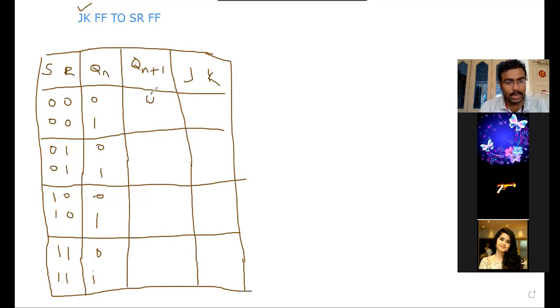0, sir. What about this condition? 0, 0 with the present state 1. Then when I'm taking 0, 1 input condition with my present state 0, what is my next state?